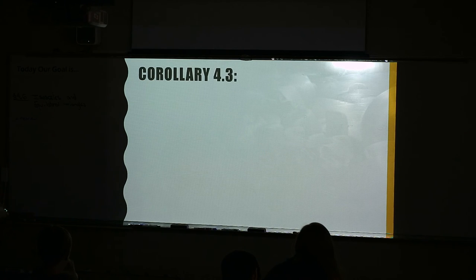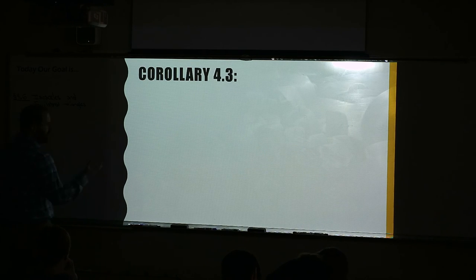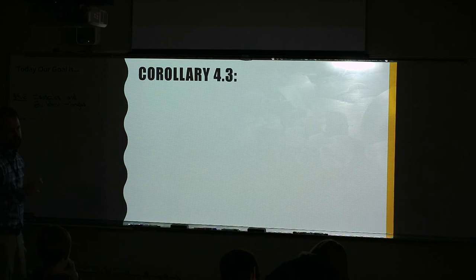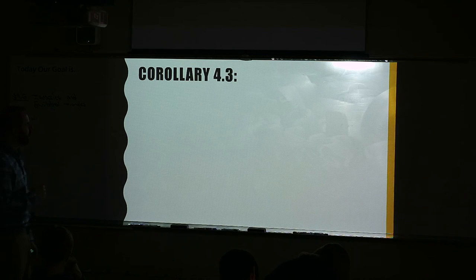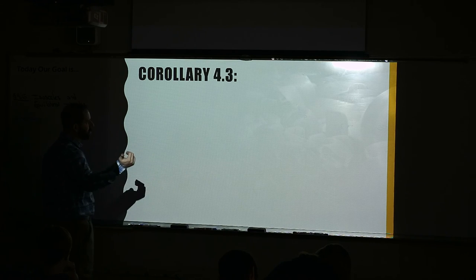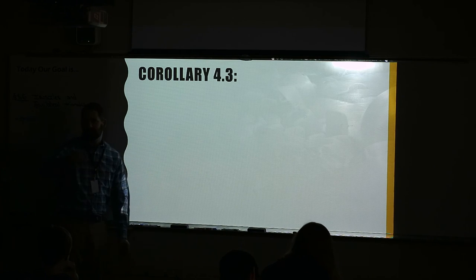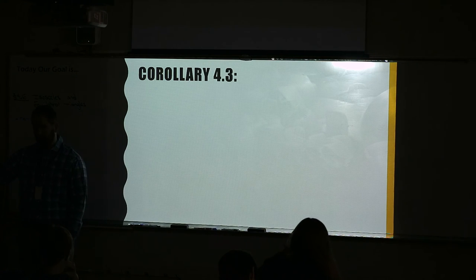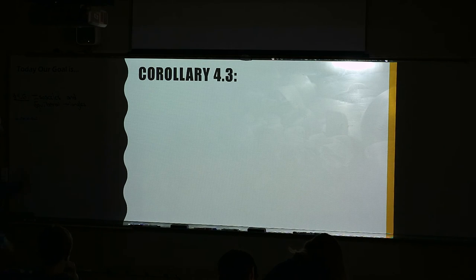So, corollary 4.3. I find this weird. Typically, corollaries are numbered off of the theorem that they followed. So I personally would have numbered this corollary 4.10 part 1, and then the next corollary would be corollary 4.10 part 2, right? And there's two of them. Your textbook actually gives numbers to the corollaries, like corollary 4.1, 4.2, 4.3. I find that really weird, but whatever.